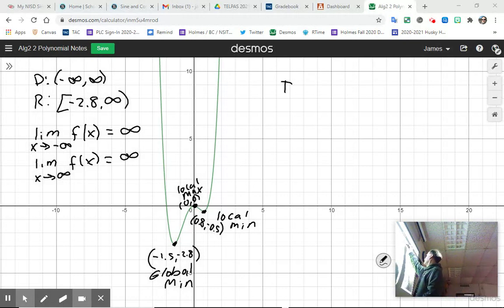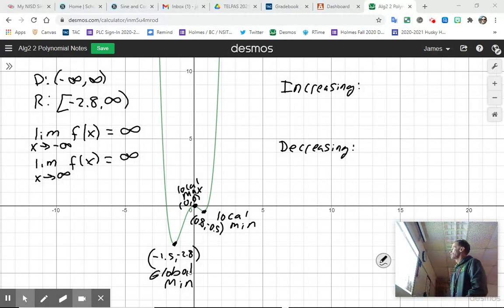And last but not least, increasing and decreasing. Again, I'm going to ask that you pause the video real quick, see if you can do your increasing and decreasing intervals on your own. See if you can write those out. And again, we're looking at it from left to right.